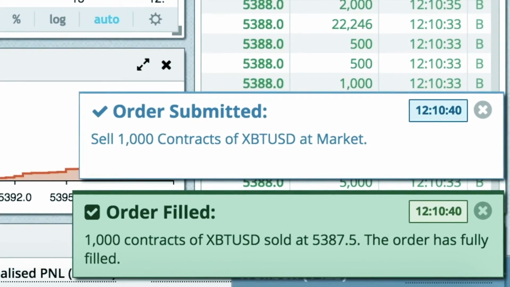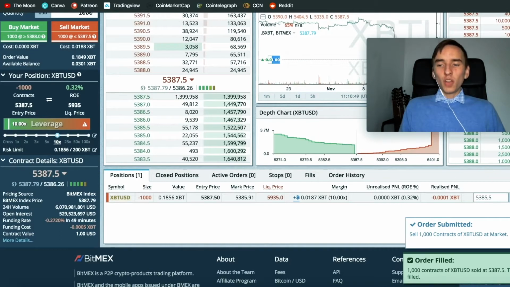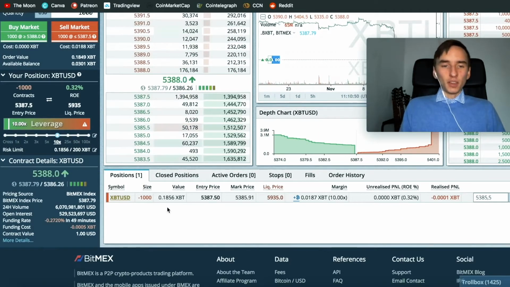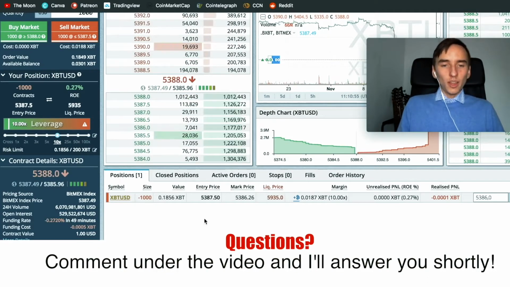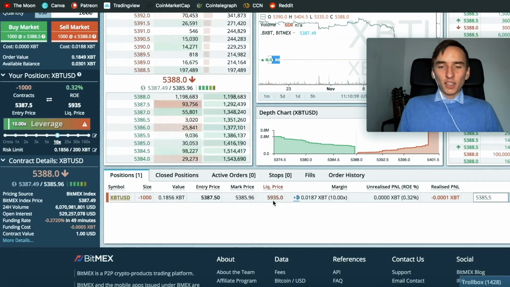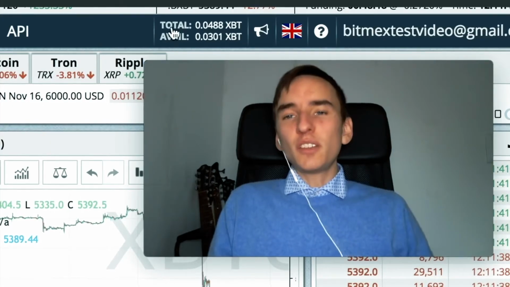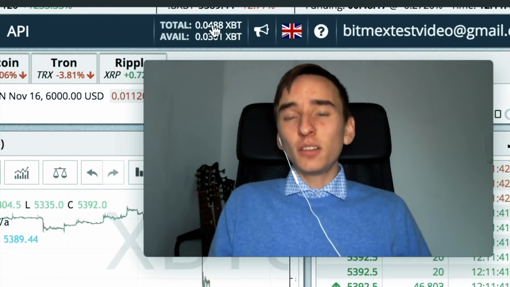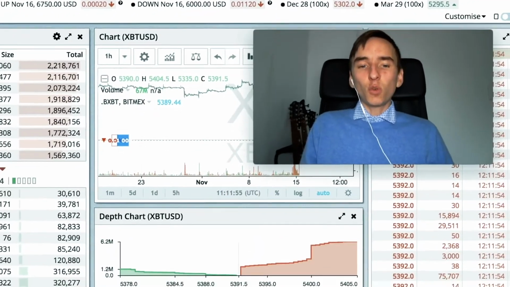Now we have a short position on Bitcoin, which means that when Bitcoin starts to move down lower, we are actually going to make money. So the position size is minus 1,000 because we sold. Value, entry price, mark price, and this is our liquidation price. And so now we actually have a short position on Bitcoin. And now you can see that the total amount in our account is still the amount that we deposited, but the available amount is the amount that we are currently not using for this position.